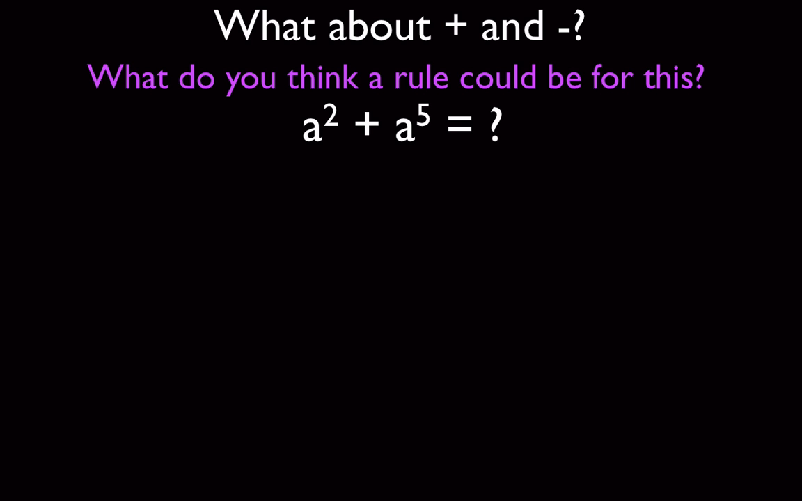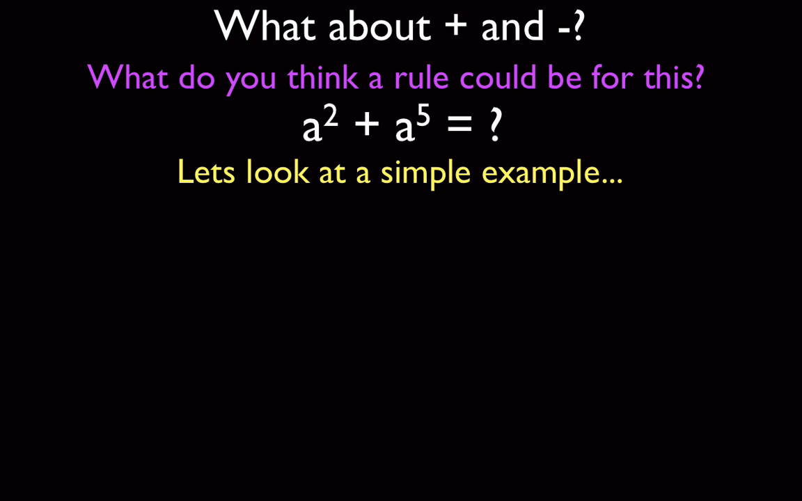All right, so the next thing we're going to talk about is what if there is a rule for addition and subtraction. We looked at what happens when you multiply exponents, what happens when you subtract exponents, but we have not looked at what happens when you add or subtract them. So here's an example. What do you think a rule might be when I add those two together? Okay, well, the reality is there is no rule. And we're going to take a look at why that is in a second.